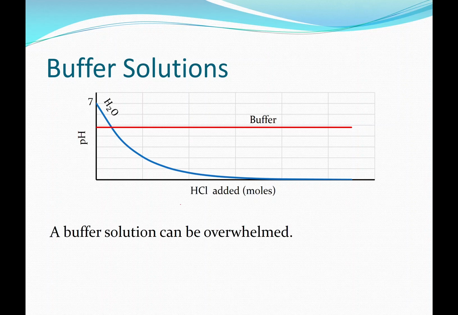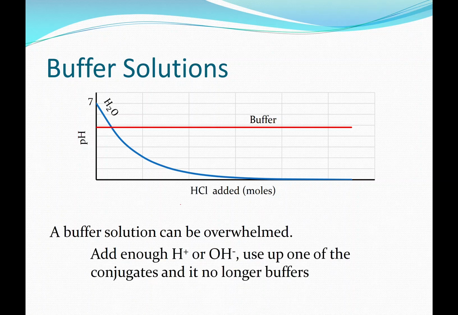Now, a buffer solution can be overwhelmed. You can't just keep adding HCl to that solution forever and have it stay constant. The reason it can be overwhelmed is because you only have so much of that reactant and that product, of that weak acid and that weak base, that conjugate acid-base pair. And so eventually, if you use up one of those two things, either the weak acid or the weak base, you will eventually overwhelm that buffer. The buffer will no longer be functioning, and you're going to be able to change the pH pretty dramatically.